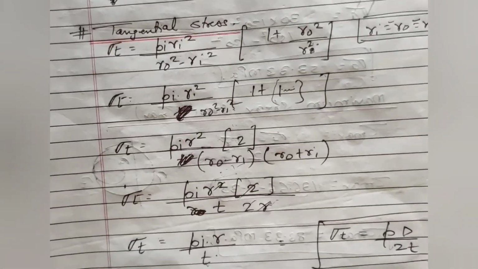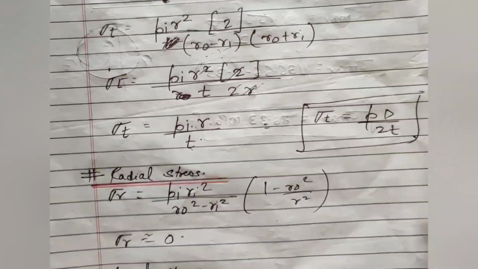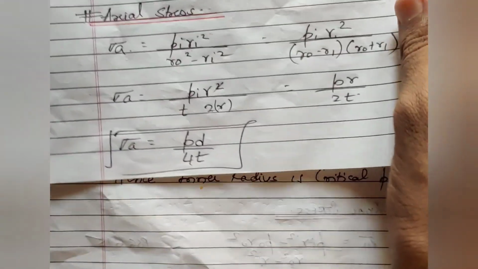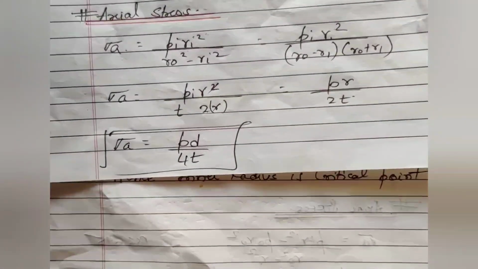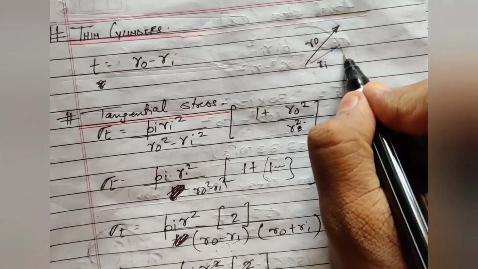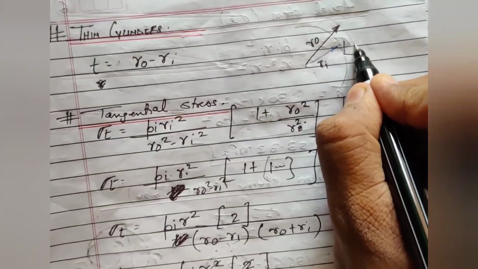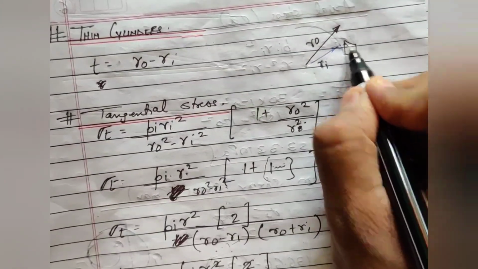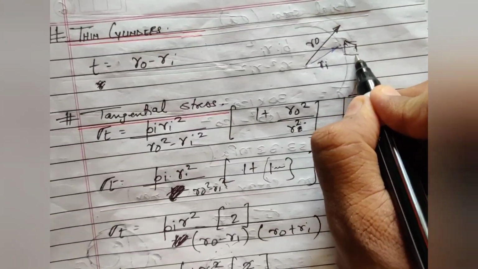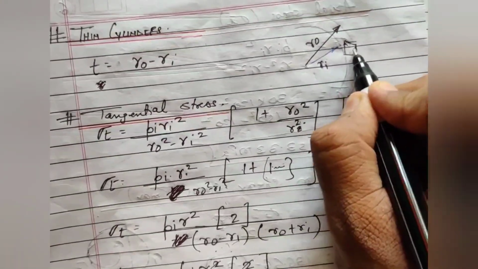So to summarize, for thin cylinders, your hoop stress or the tangential stress will be PD by 2T. There won't be any radial stress in thin cylinders. The axial stress will be PD by 4T. Yes, the variation of the tangential stress will occur, but it will be very small. So if you try to plot the variation, it can be almost taken to be equal.